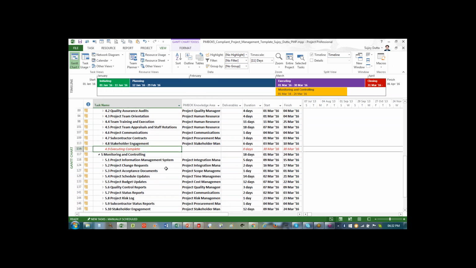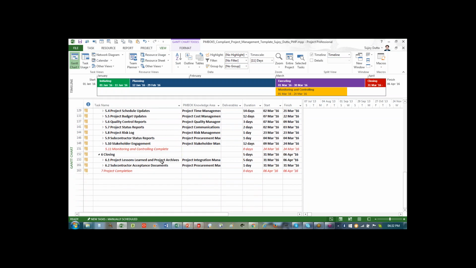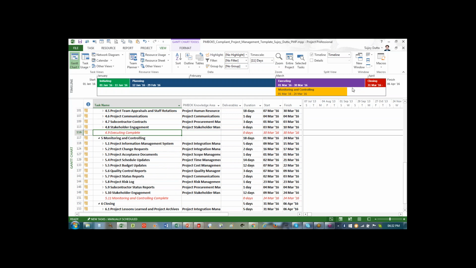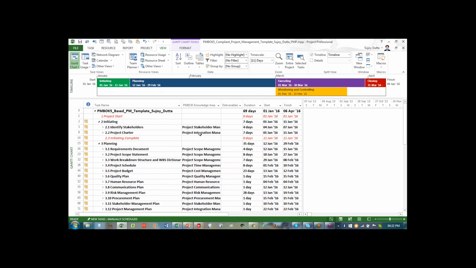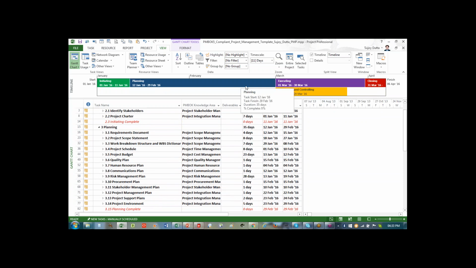So this is executing complete, monitoring and controlling complete. So you can see on the top, basically monitoring and controlling should be near about this. So when you fill up your own plan, make sure that it is equal to the execution group. You spend a lot of time planning, the initiating, planning. They are almost proportionate to the percentage in PMI, I mean the number of processes in the process groups. So there are more processes in planning, so planning takes up more time.